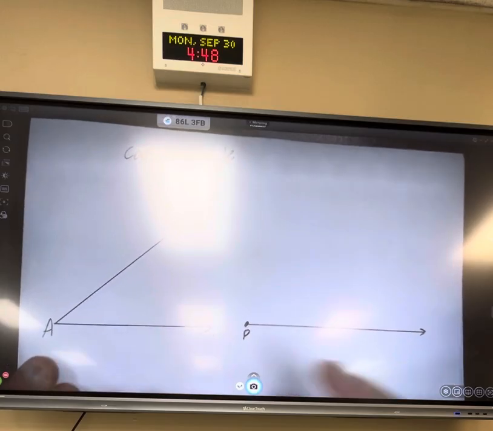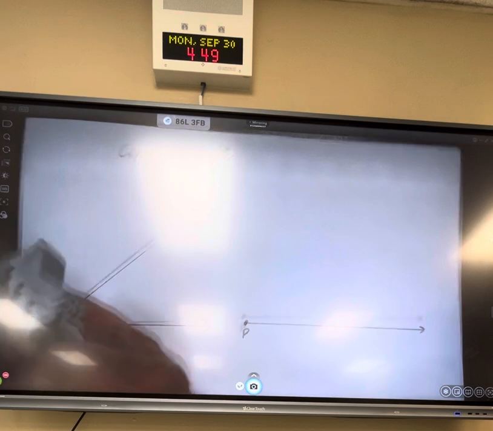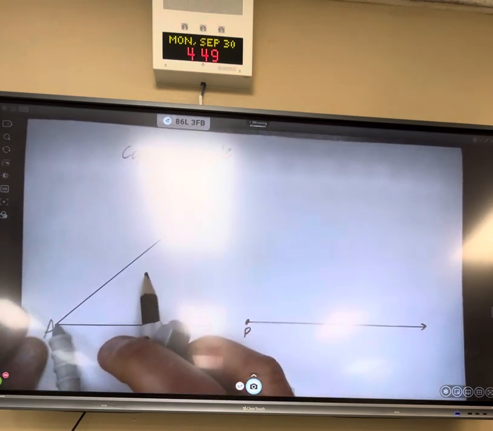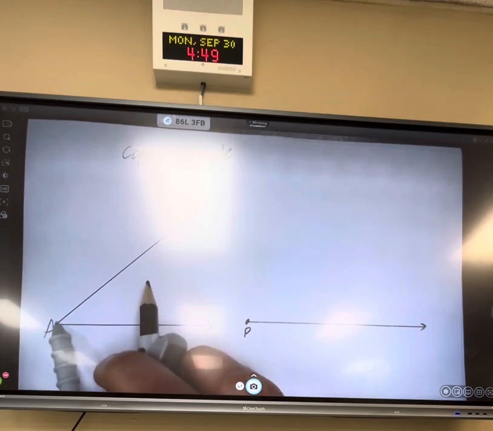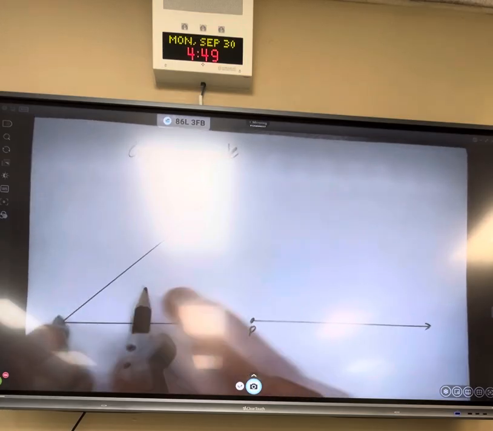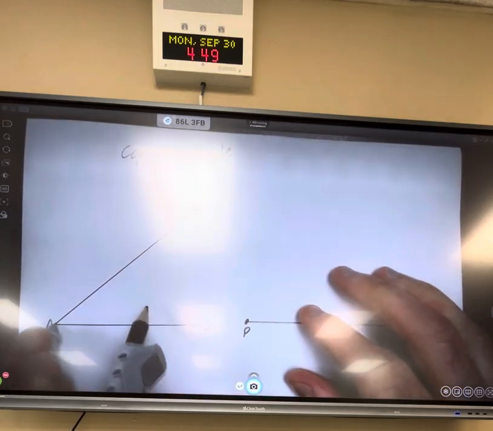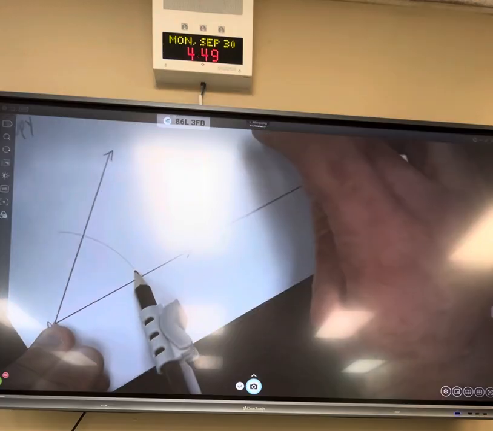Cool. Okay. So with the compass point on vertex A, so vertex A is what? Over here. With our original reference angle that we want to copy, we're going to put this on A. With the compass point on vertex A, draw an arc that intersects the sides of angle A. Label the points of intersection B and C. It doesn't matter how big or how small, I'm just going to do a normal size.